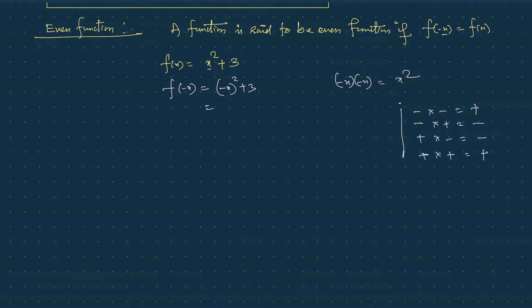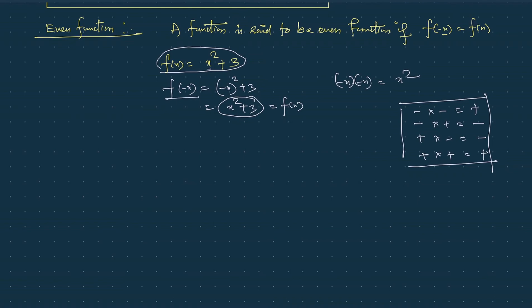Okay, you remember this one. So here minus x is multiplied 2 times. That means this is going to be x square plus 3. So what is this x square plus 3? It is the same as the previous one. So this is nothing but f of x. So f of minus x is equal to f of x.